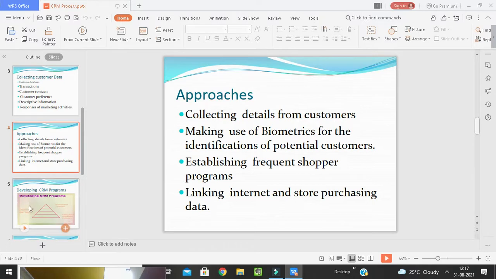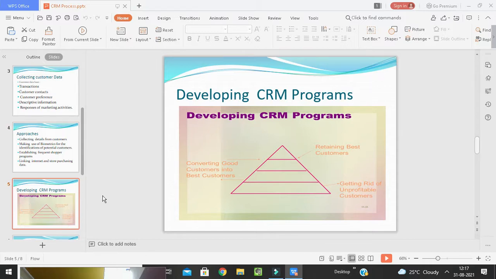Now, developing CRM programs. If you see here, first is retaining best customers, converting good customers into best customers, and getting rid of unprofitable customers. So here CRM programs will sort out the customers according to their needs. So retaining their best customers, that is very good. That means they'll find out the best of the best customers, convert good customers into best customers, and get rid of unprofitable customers. These are the three main resources for those things.